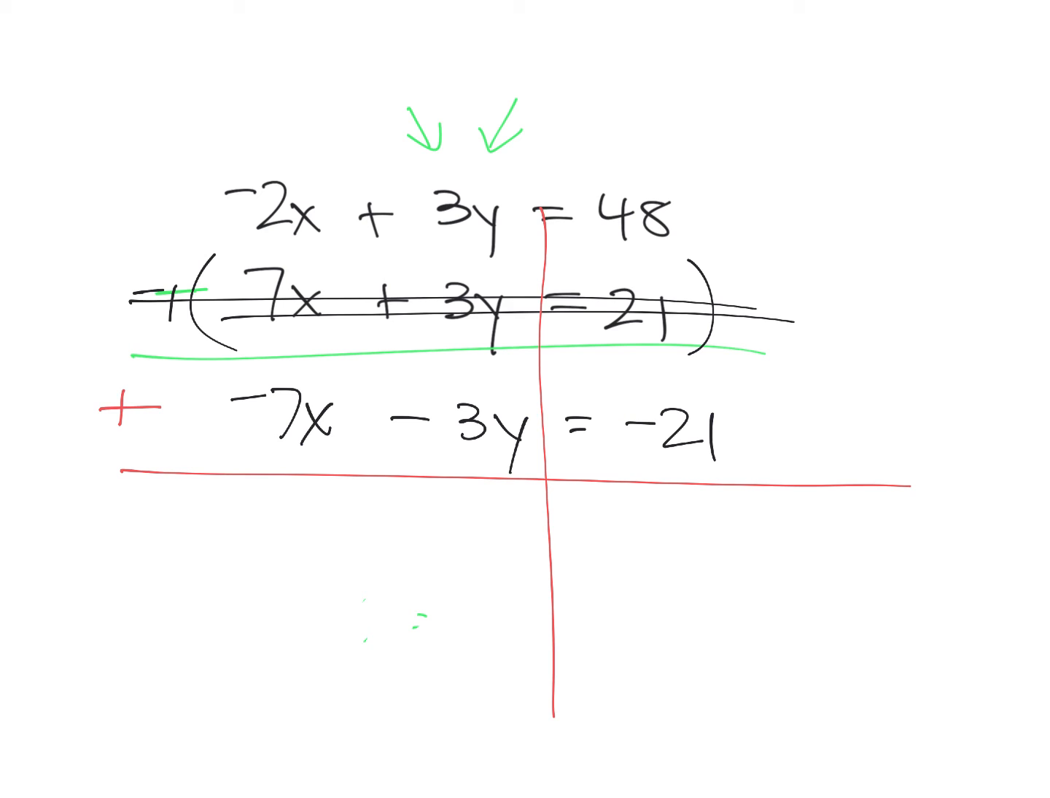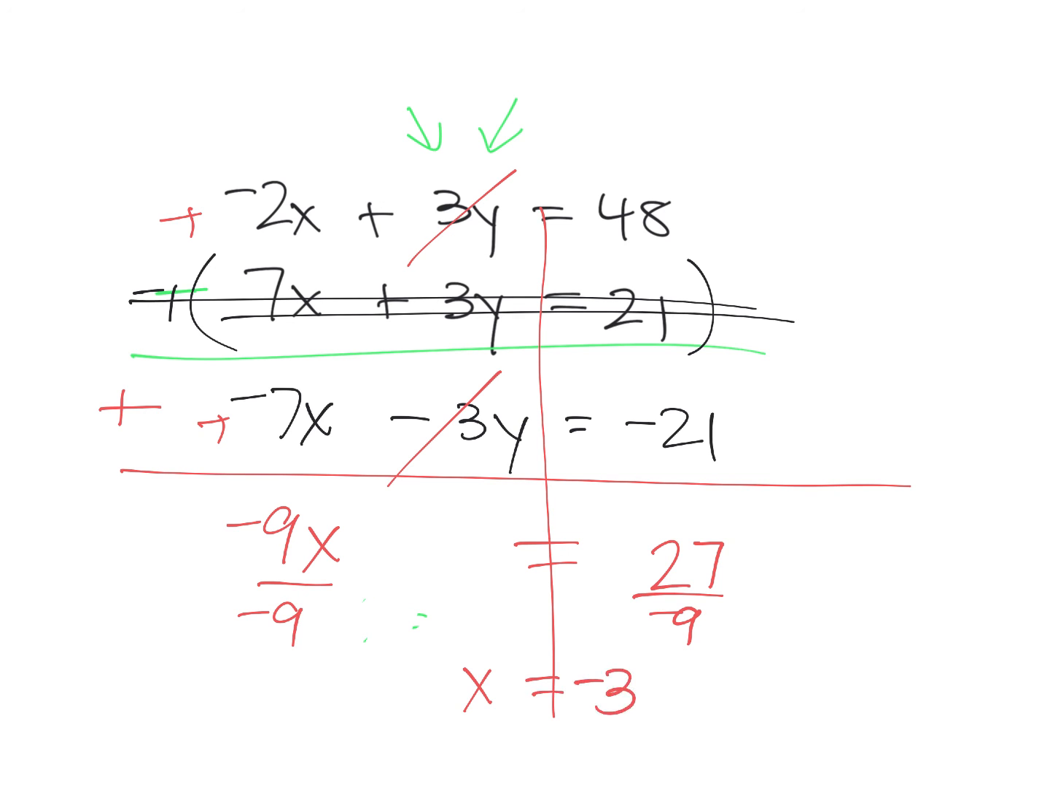If I add my negative 2x and my negative 7x, that's negative 9x. The y's eliminate, because I have positive 3y, negative 3y. And then 48 take away 21 would be 27, positive. And then last step, divide by negative 9. And I end up with x equals negative 3. Once you have your x-coordinate, you can go ahead and plug it into one of your two original equations to solve for your y.